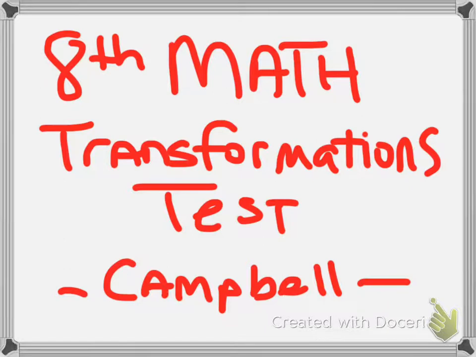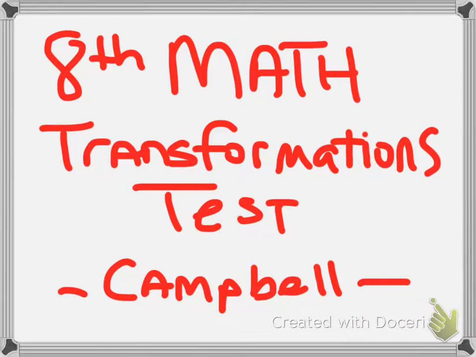Number 12, pentagon ABCDE is rotated 180 degrees clockwise about the origin to form the new pentagon A'B'C'D'E'. Which statement is true? A, pentagon ABCDE is congruent to the new pentagon A'B'C'D'E'. B, the sum of the angle measures of the new pentagon is 180 degrees more than the sum of the angle measures of pentagon ABCDE.